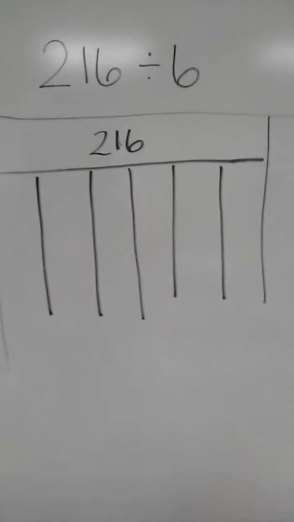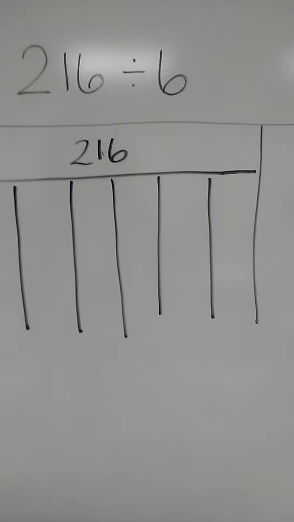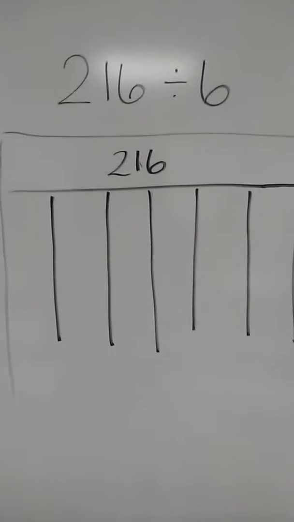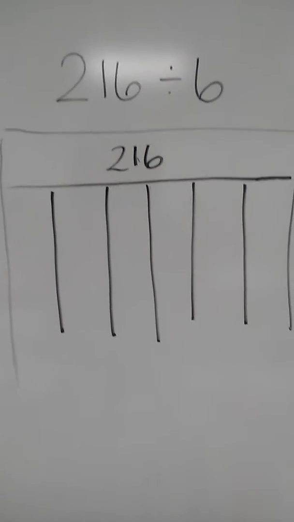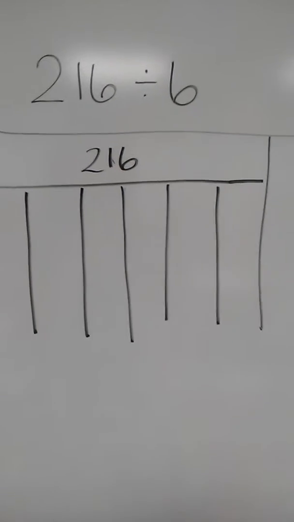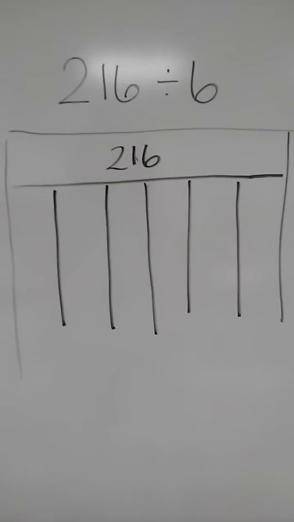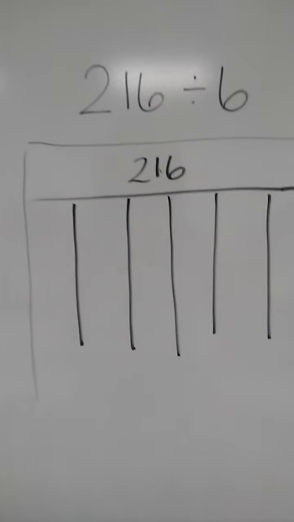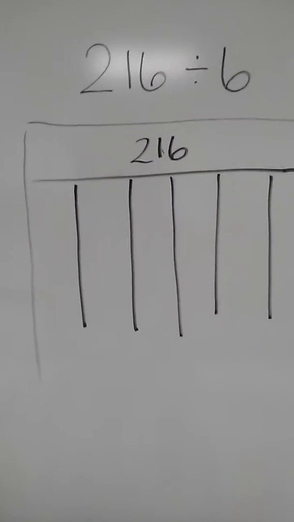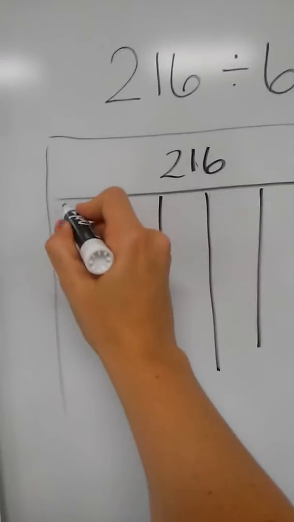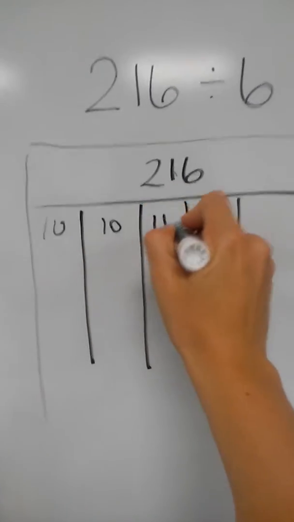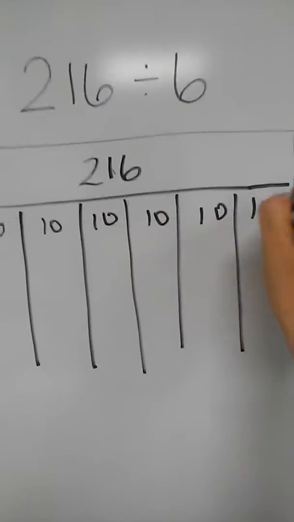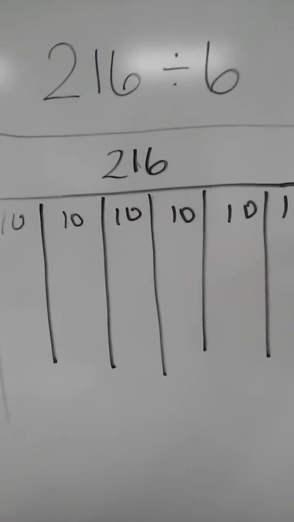Now, the beauty of the strategy is you can really do any number. So I'm just going to start divvying, or passing out, groups of 6. The first thing, I usually like to start with even, round, easy numbers to work with. So I would start with maybe 10. Pass out 10, 10, 10, 10. And 10 times 6 equals 60.